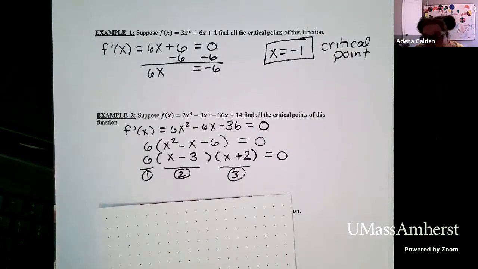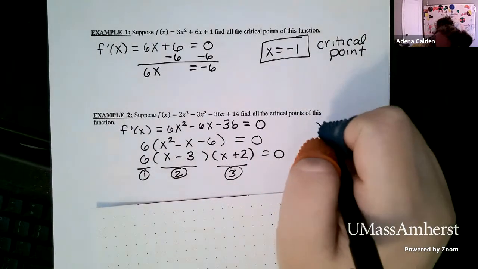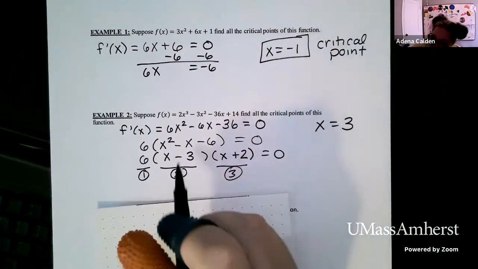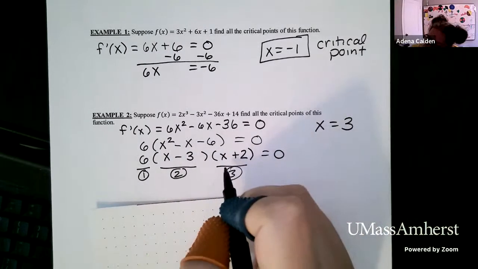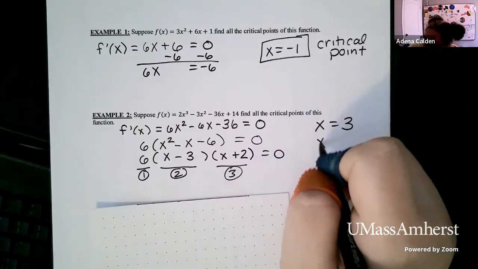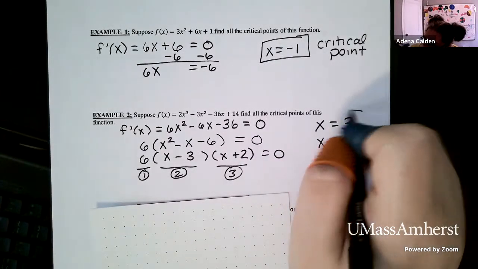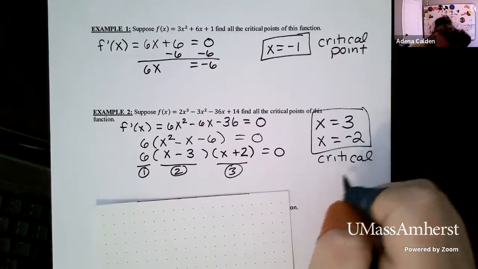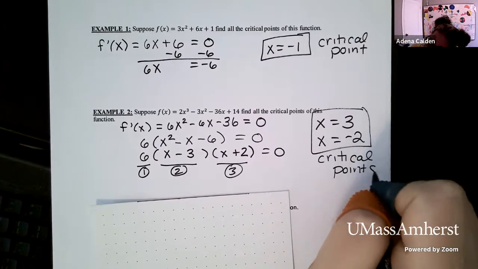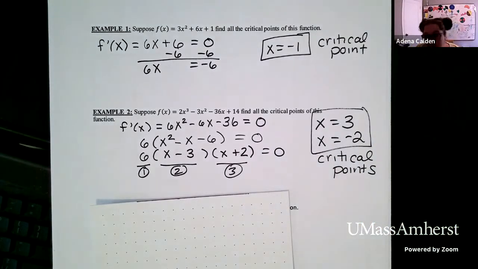I need to set each factor equal to 0 to find my solutions. If I set 6 equal to 0, there's no solution, so that doesn't give me anything. If I set x minus 3 equal to 0, I get x equals 3 as a solution, because that would make this first term 0 if x was 3. And then I set x plus 2 equal to 0. So I get x equals -2. So this function has 2 critical points at x equals 3 and x equals -2.